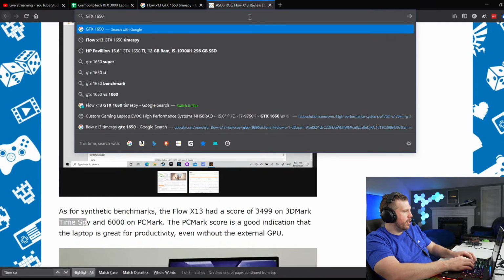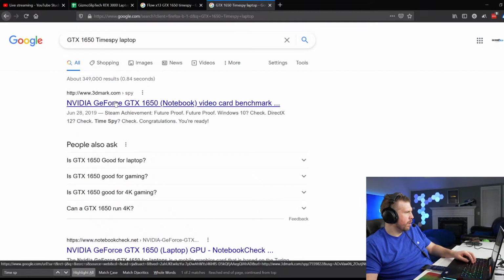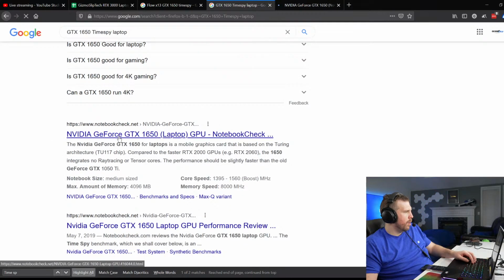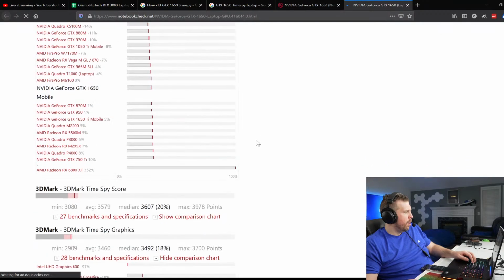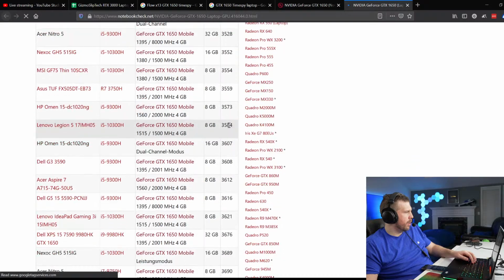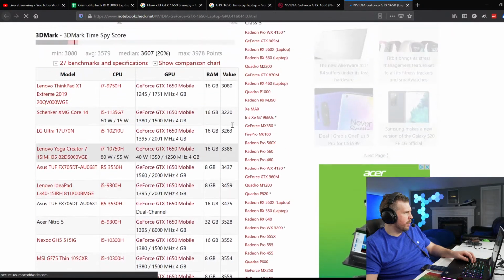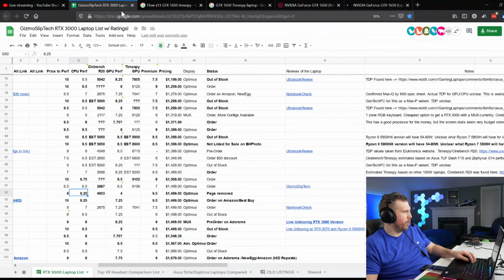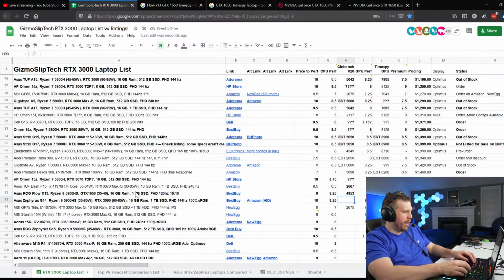Okay. GTX 1650 Timespy laptop. Should be able to find some examples here. Give me a nice range of what they can get. So there, 3,500 makes a lot of sense. 3,400, 3,500. Yeah, so 3,400 is probably about right. Okay, cool. Well, we got that finally.